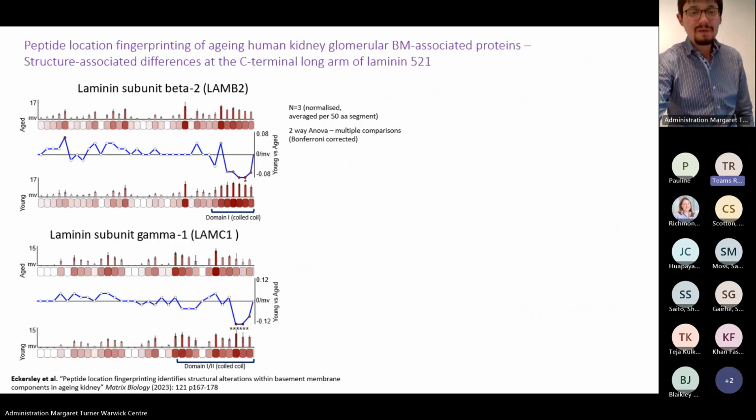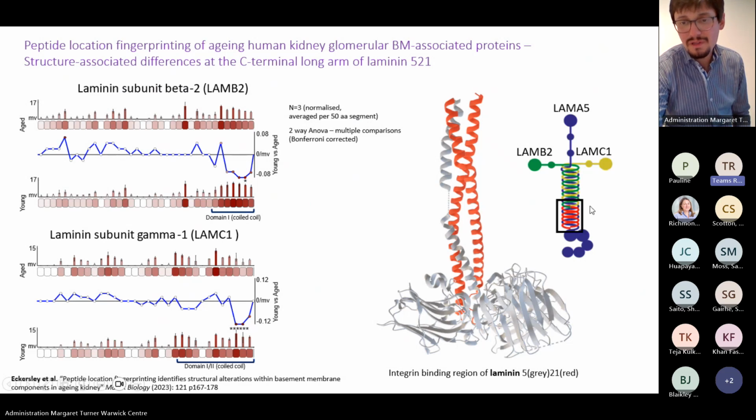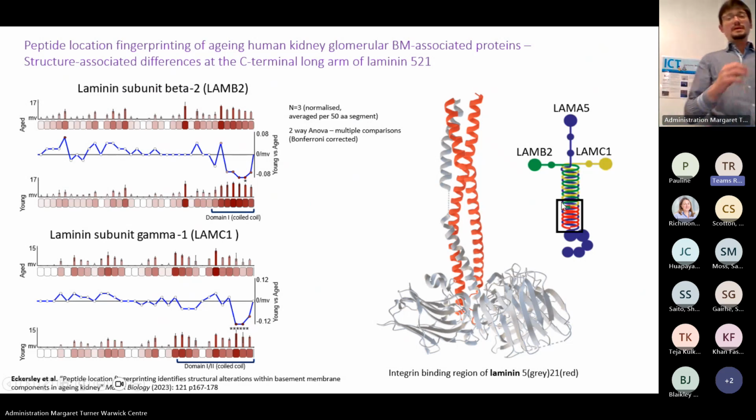For laminin beta 2 and gamma 1, we also saw changes in a very similar region. This region overlaps in the cross trimer that laminin forms. In the lung, I think it's 511, in the kidney, it's 521, but essentially it overlaps. So what we're seeing is a change related to the tertiary or quaternary structure of this protein. It also just so happens that this region is important as a docking site to integrin.